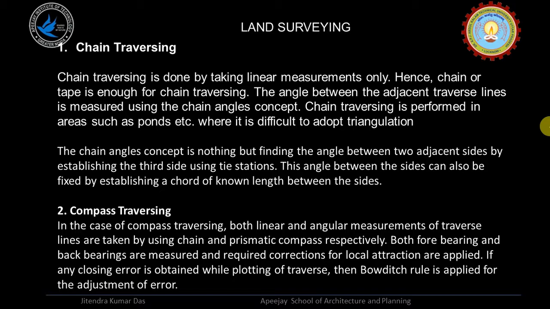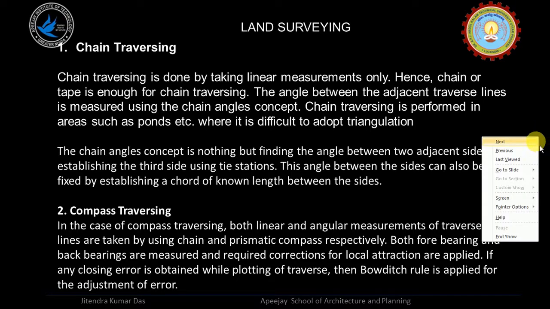In the case of compass traversing, both linear and angular measurements of traverse lines are taken by using chain and prismatic compass respectively. Both forebearing and back bearing are measured, and required corrections for local attraction are applied here. If any closing error is obtained while plotting a traverse, the Bowditch rule for length correction is applied, and adjustment may be possible with this method.